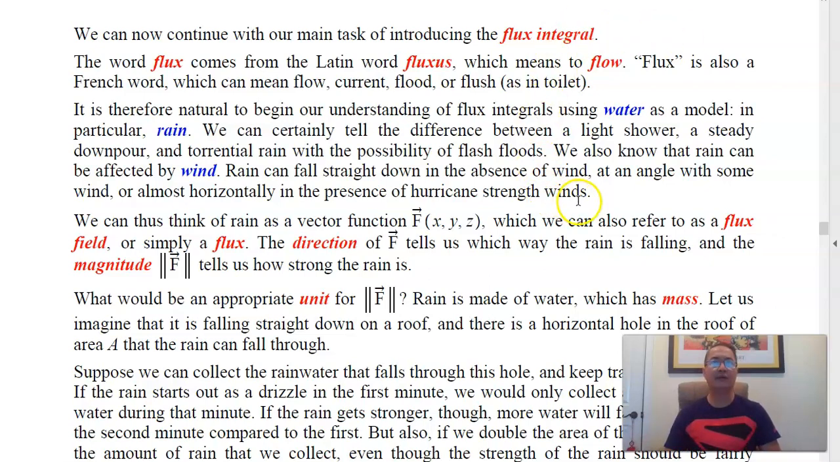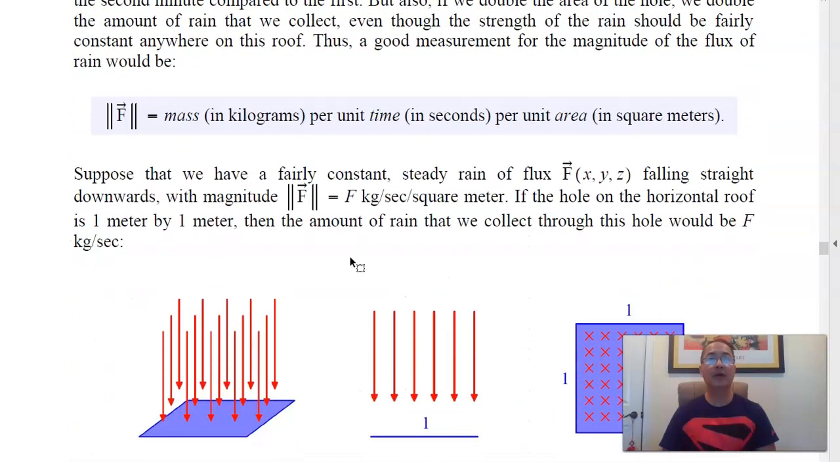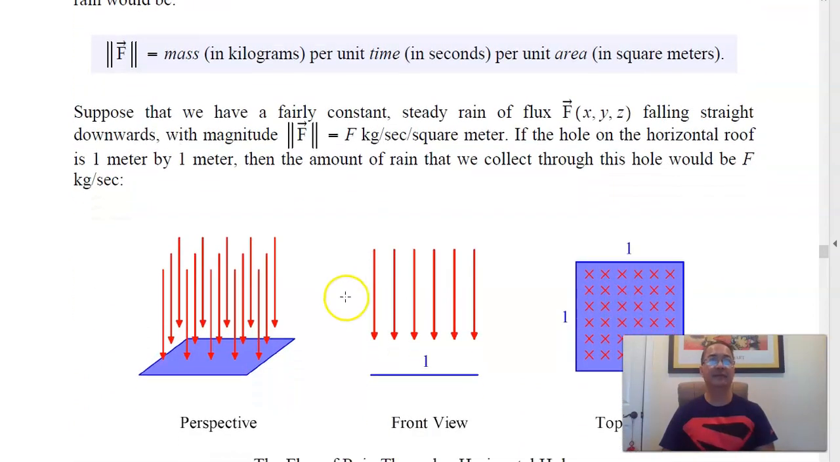But here's something that everyone can relate to, and that is water in the form of rain. When you hear the word flux, you might say, oh, did you say flush? Flush the toilet? Yeah, it's really the same root word. You have fluid, flux, flow. So how is the rain going to flow? It is going to flow through a hole in the roof.